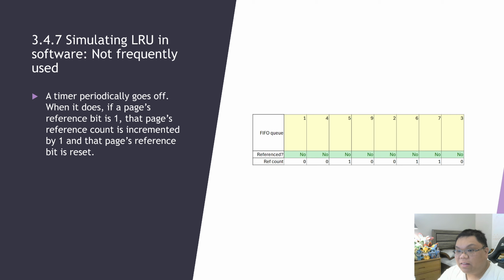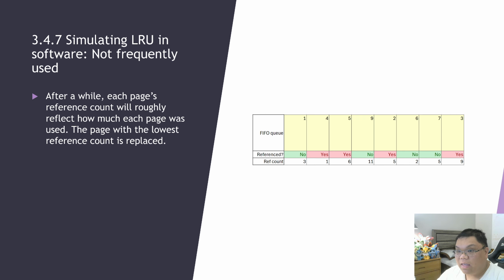A timer periodically goes off. When it does, if a page's reference bit is 1, that page's reference count is incremented by 1, and that page's reference bit is reset. After a while, each page's reference count will roughly reflect how much each page was used. And the page with the lowest reference count is the page that we replace if we need to replace a page.